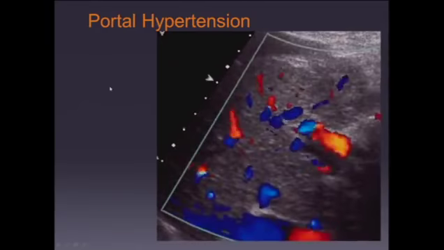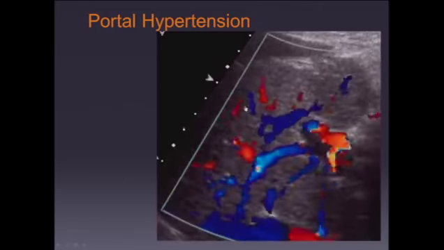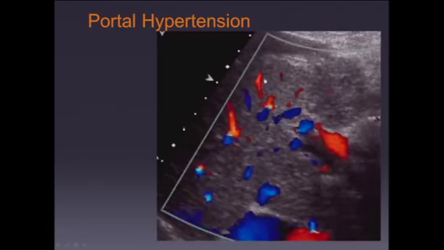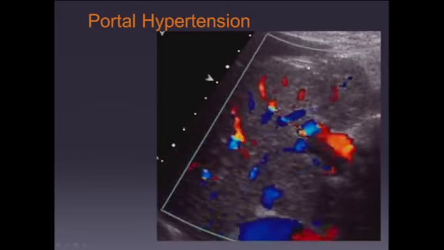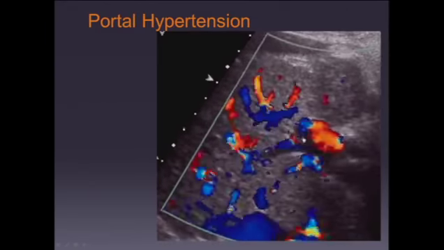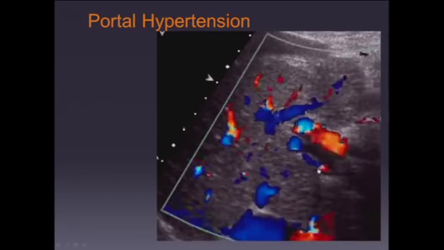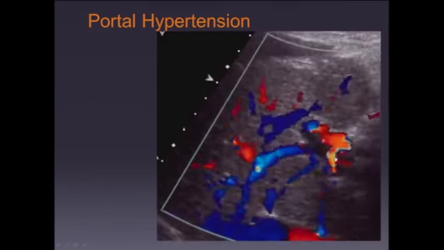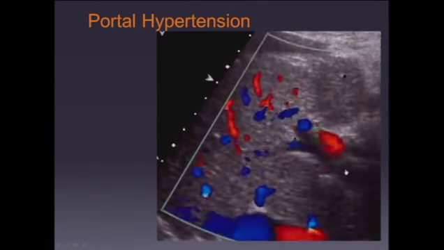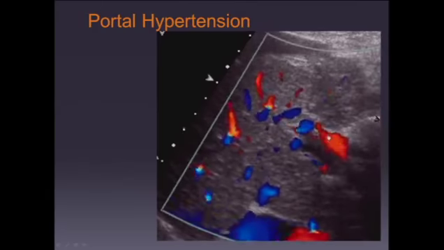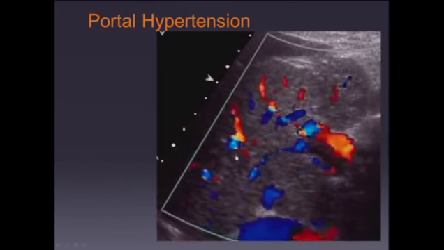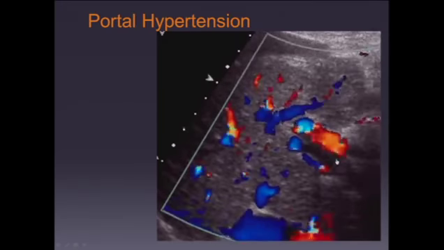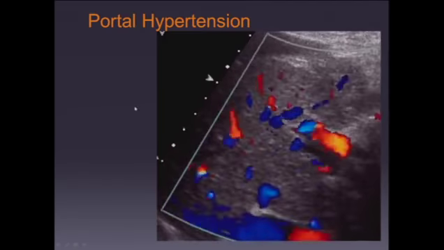Portal hypertension. This is a video clip of a patient with portal hypertension due to cirrhosis. We see a nodular cirrhotic liver, ascites, and on the color Doppler portion of the image, we see a pulsatile vessel in the liver hilum, as well as a hypoechoic tubular structure posterior to this pulsatile vessel that does not have any flow. So what is this tubular hypoechoic structure, and what is this pulsatile vessel?